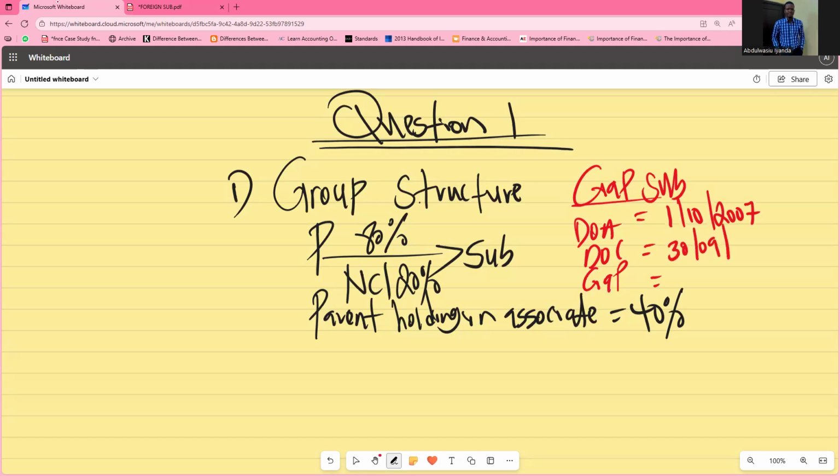30th September 2010. So what is the gap? So it's 2008, 2009, 2010. So this is what now? 3 years.